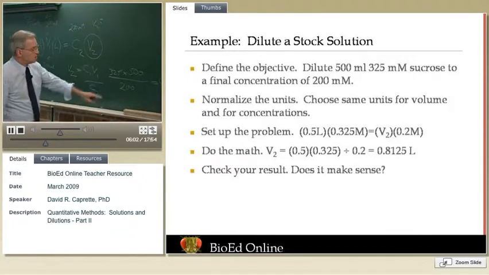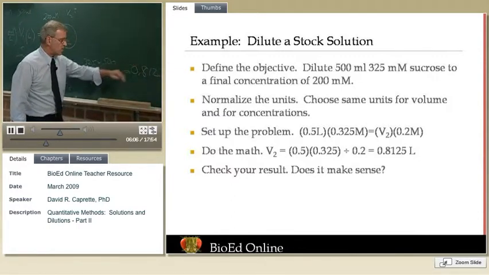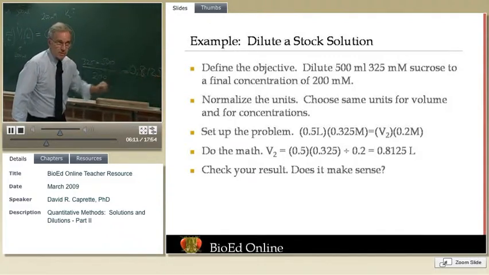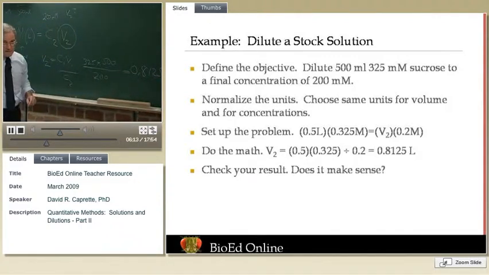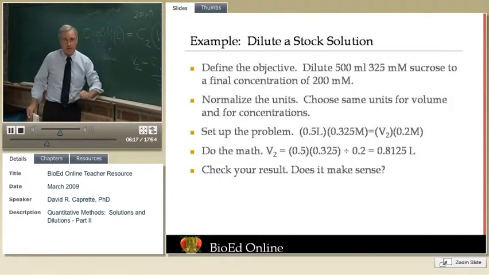Now I've got graduated cylinders that are accurate to the nearest milliliter. For 0.8 liters, I would use a 1 liter cylinder, which is quite large. That's not going to be accurate to the nearest milliliter, maybe accurate to the nearest 5. Am I really worried about that? Not really. Not when we're talking about this kind of a dilution. We don't need that kind of accuracy.